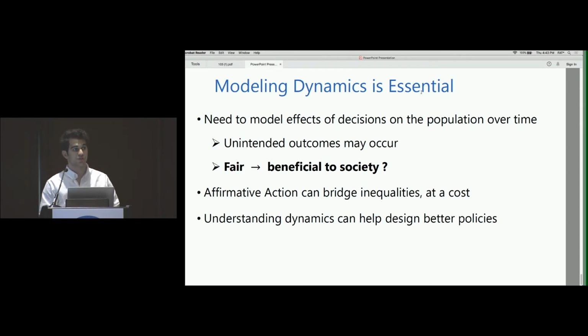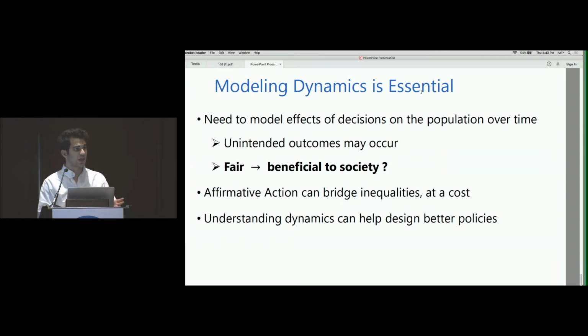So really, to wrap up, our key message here is that we need to take into consideration the effect our decisions have on the population. Imposing seemingly fair considerations might, in fact, exacerbate existing differences in the population. And this really begs the question: should fairness constraints take into consideration long-term societal benefit?